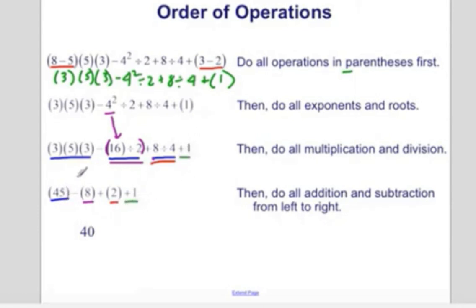And so now you see we have 4 terms. We do all of the addition and subtraction from left to right. So 45 minus 8 plus 2 plus 1 gives us 40 as our final answer.